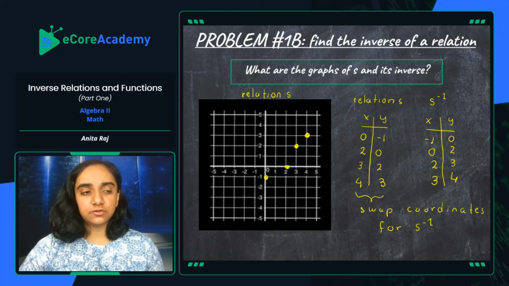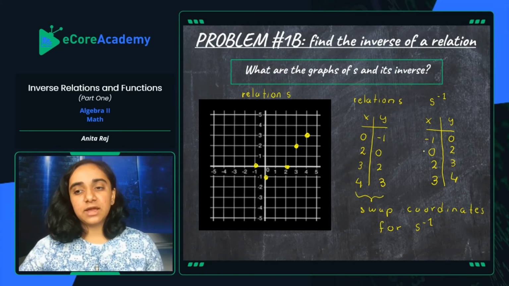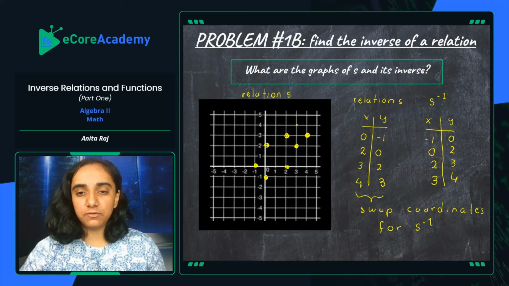Now we have to graph S inverse. The first point is -1, 0. So we're going to the left 1, but we're not moving off the x-axis. Then we have 0, 2. So we're starting at the origin and going up 2. Then we have 2, 3. So going right 2 and then up 3. And then our last point is 3, 4. So going right 3 and going up 4.